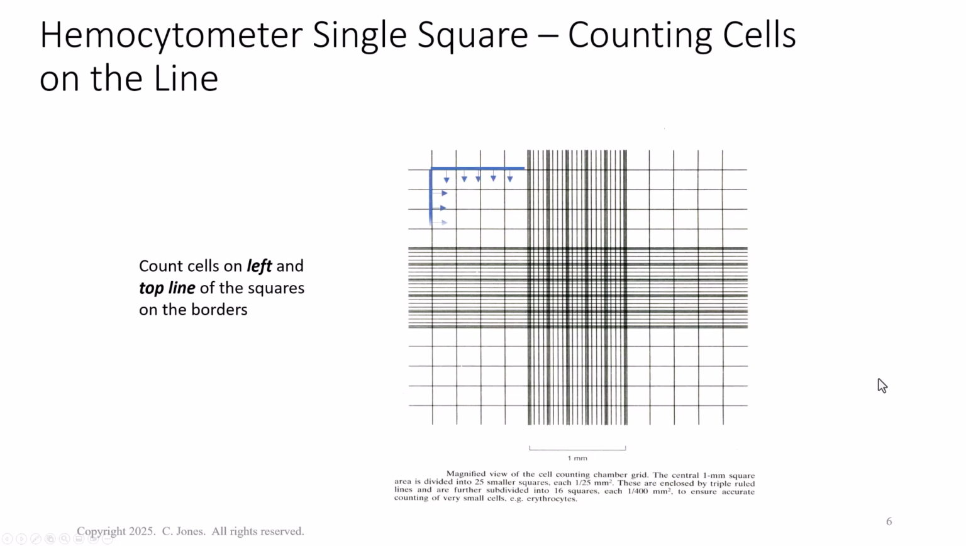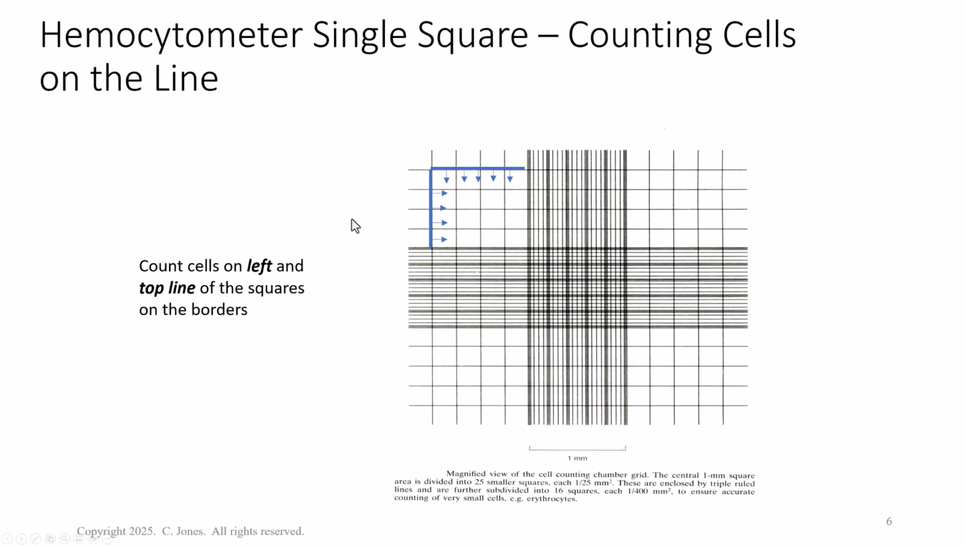Okay, the other issue is that we can have cells that are on the line of a particular large square. They're right on the line. So if you look, they're right on this line, they're right on this line, they're right on this line, they're right on this line. Okay, so the question is, when do we count cells as being in the square that we are currently counting, and when do we count cells as being outside?